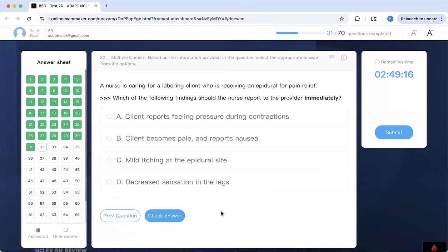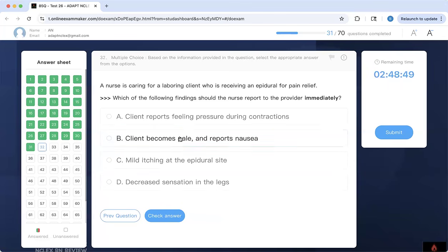Know the side effect of epidural and know what you need to do. Client reports feeling pressure during contraction. Client became pale and reports nausea, mild itching at the epidural site, and a decreased sensation in the leg. If I give you an epidural and you are in labor, which signs or symptoms do you think I should worry about? Risk reduction, caution. This is prioritization. This is what forms the bulk of your NCLEX. That's why I said this will determine whether you pass or not.